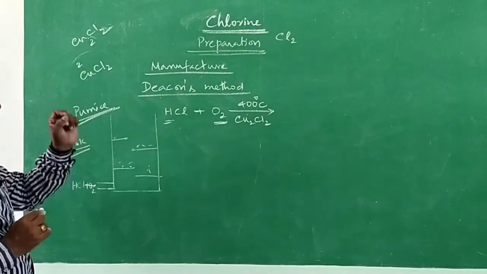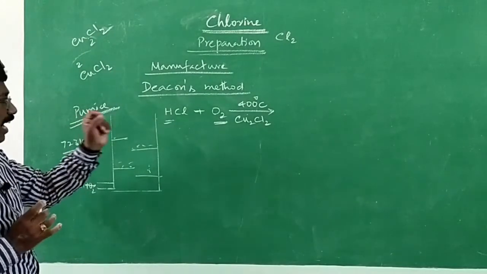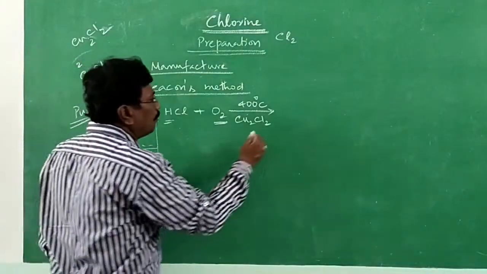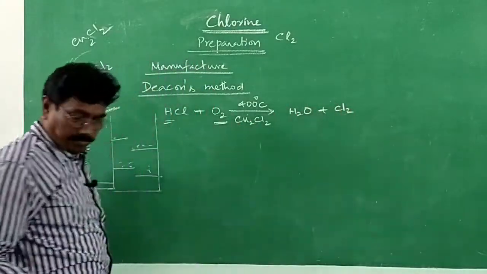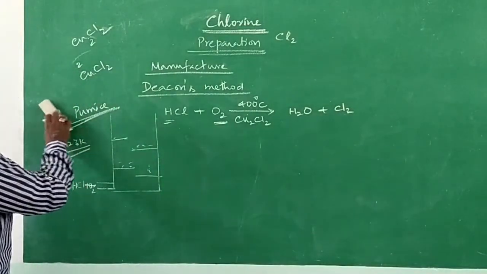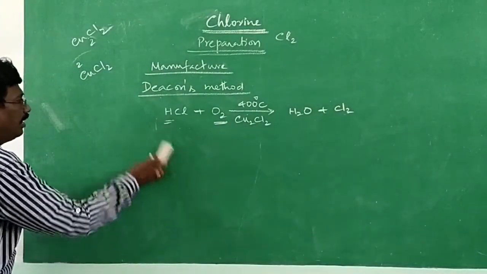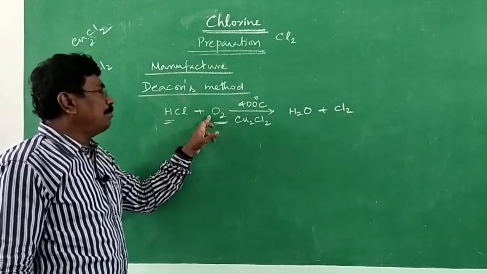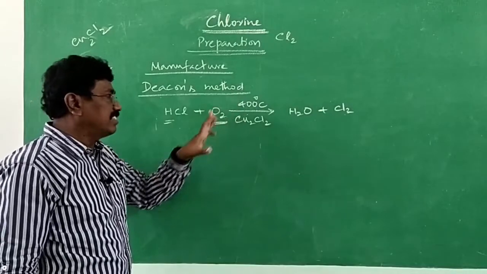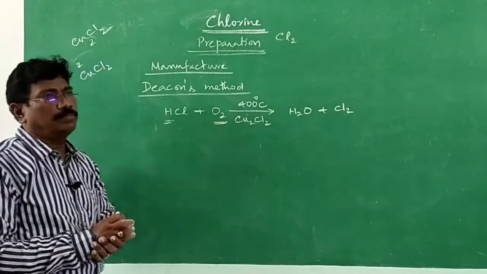So in the presence of cuprous chloride catalyst, hydrogen chloride is oxidized. In what way will the reaction go? Water and chlorine, that's all. When hydrogen chloride is oxidized using air in the presence of cuprous chloride at 400 degrees Celsius, we get chlorine.